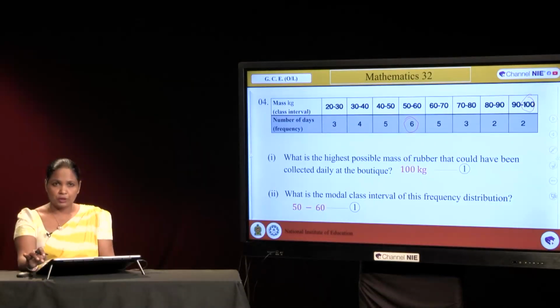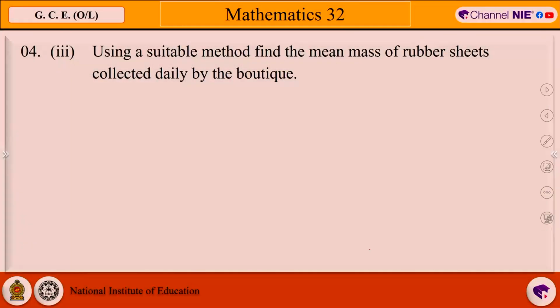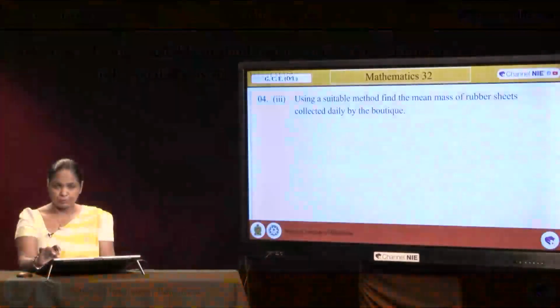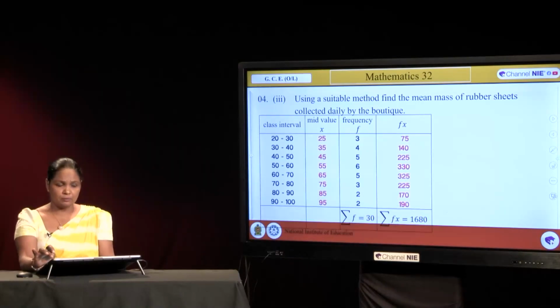Now, let us move on to the third part of this question. It says, using a suitable method, find the mean mass of rubber sheets collected daily by the boutique. We will see how to do this. Now, you are asked to use a suitable method, either assumed mean or using the fx column. Right, here I have used the fx column.